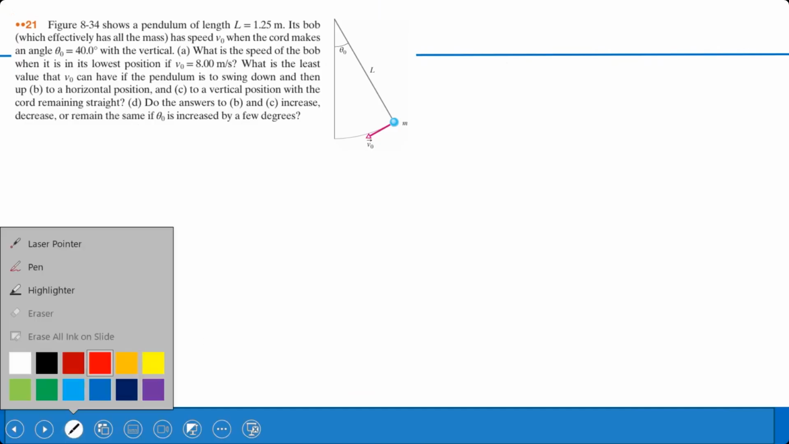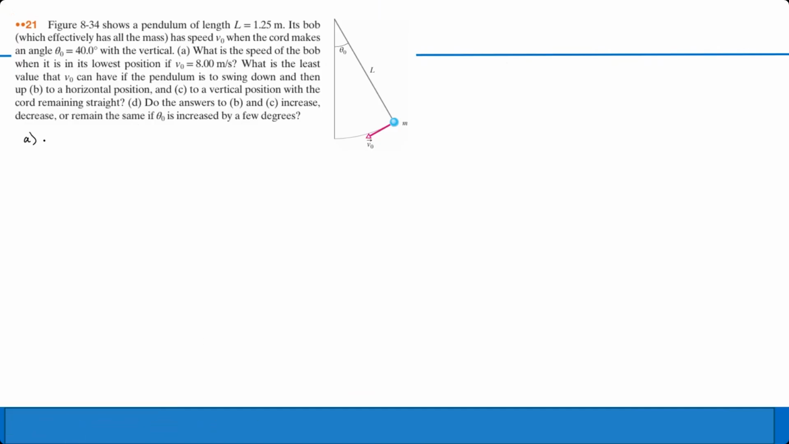So I'll start by just writing down the given clearly. V0 equals 8 meters per second when theta equals 40 degrees. The length L is 1.25 meters. We want the speed in the lowest position. This is basically V at lowest height. That's what we want. It's the speed here, by the way. It is basically the speed at this point.